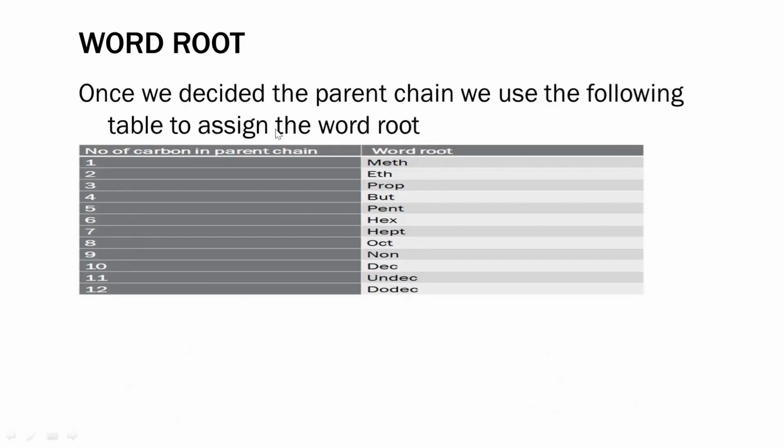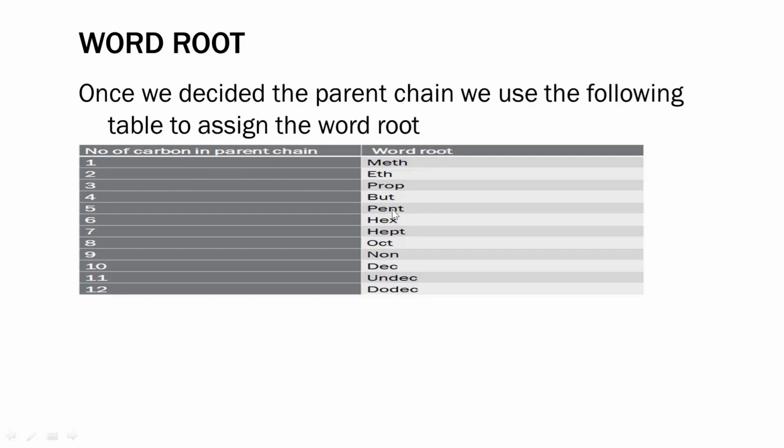Alright, so word root means the number of carbons in the parent chain. We already decided the parent chain. Now we are going to the word root: how to assign the word root for a given number of carbons. For 1 carbon we use meth, for 2 carbons in the parent chain we use eth, for 3 carbons in the parent chain prop, similarly but, pent, hex, hept, oct, non, dec, undec, dodec, like this.